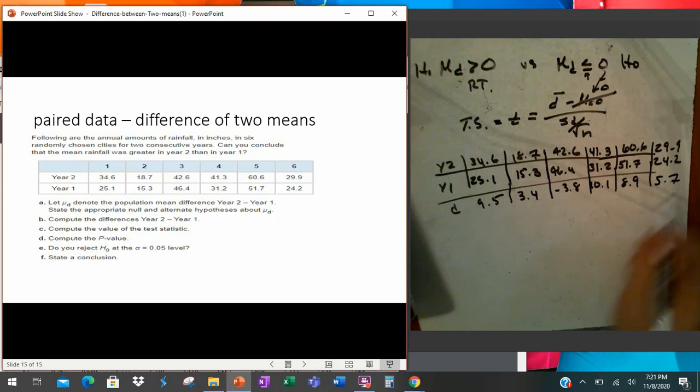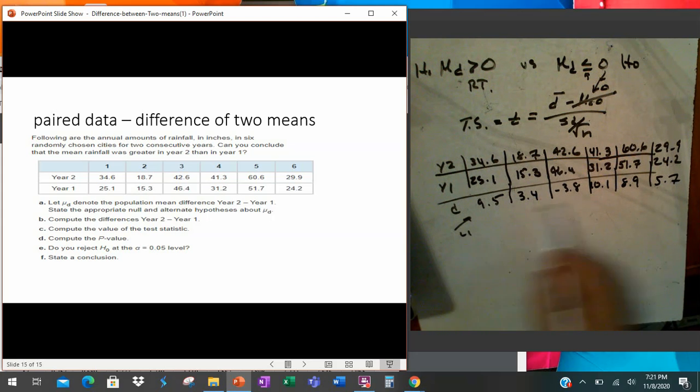So now I want to put these in my L1, add them up, divide by 1, 2, 3, 4, 5, 6, and then do the standard deviation. So I want to put it into L1 and have everything worked out at the same time. Let me delete all of my stuff from my last adventure. So my data: 9.5, 3.4, negative 3.8, 10.1, 8.9, and then 5.7. And then I'm going to do my second stat.